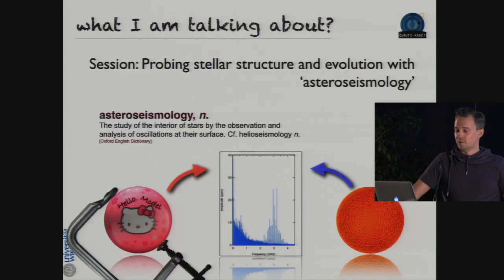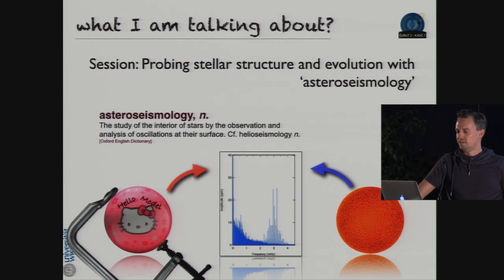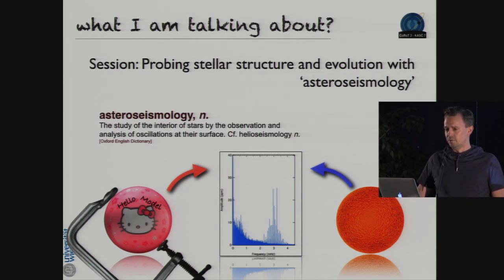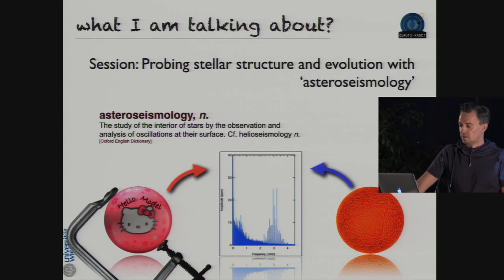What I'm going to talk about, we are now in the session probing stellar structure and evolution with asteroseismology. What does that mean? It often comes down to this: we have some observations of a star and we want to compare it to a model and tweak the model so that we can learn something about the stars, and in the best case we can even learn something about the physics behind that.